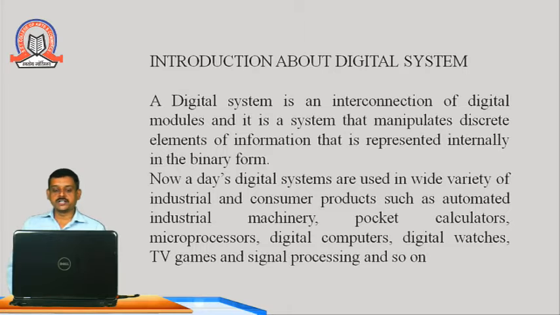So friends, what is digital electronics? As you can see, digital electronics is an interconnection of digital modules, and it is a system that manipulates discrete elements of information that is represented internally in binary form, just like zeros and ones. So zeros and ones, or on and off, are a discrete sequence.